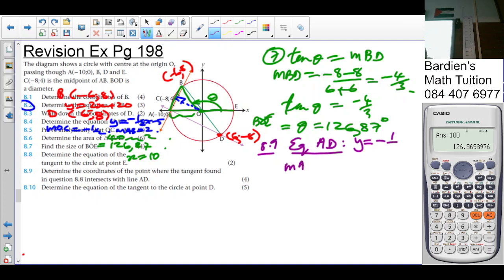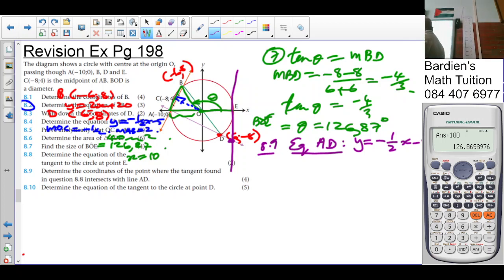The gradient of AD is equal to negative 8 minus 0 over 6 minus 10. So it's going to be negative 8 over 16, which is negative half. So the equation of AD: y is equal to negative half x minus 5. So where the equation of AD cuts this line going through there, of course it's there somewhere.